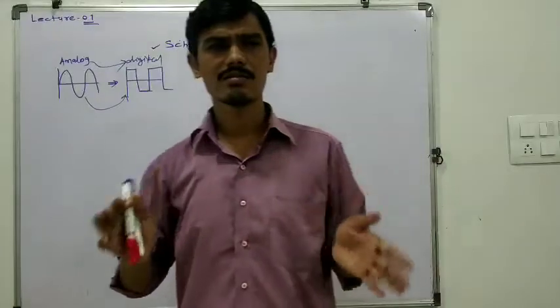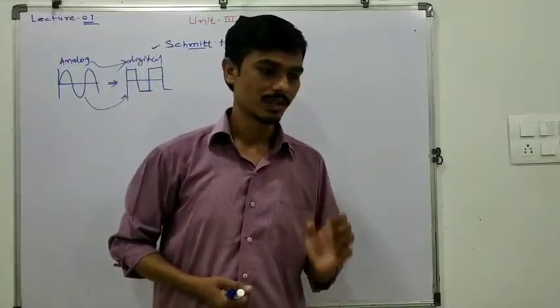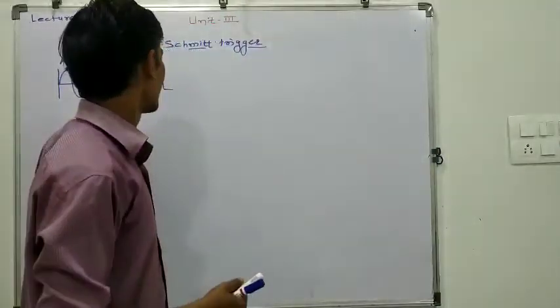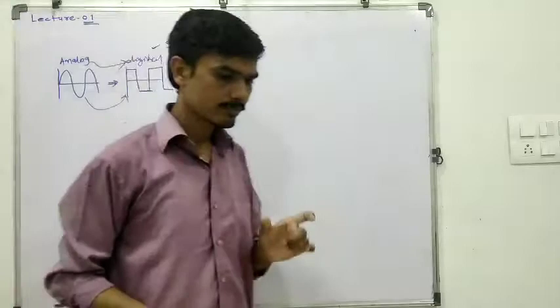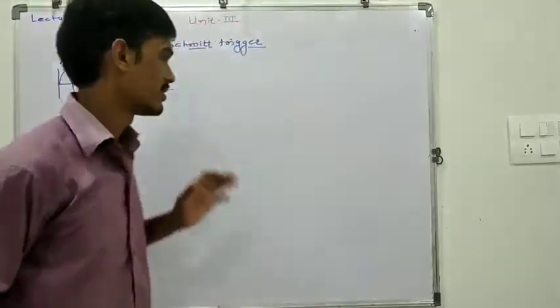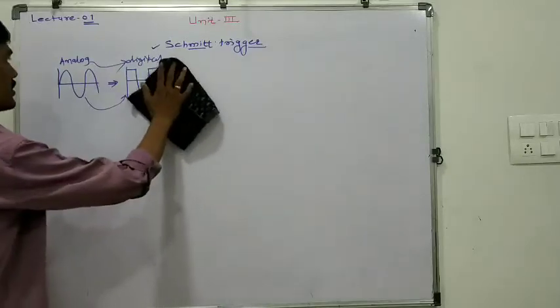There are various op-amp applications in the syllabus which convert an analog signal into a digital signal. This is also one of the circuits which converts an analog signal into a digital signal. So let us start with the Schmitt trigger circuit.